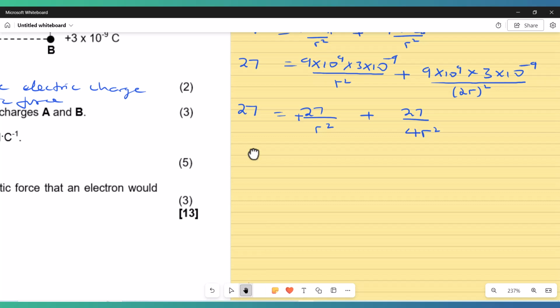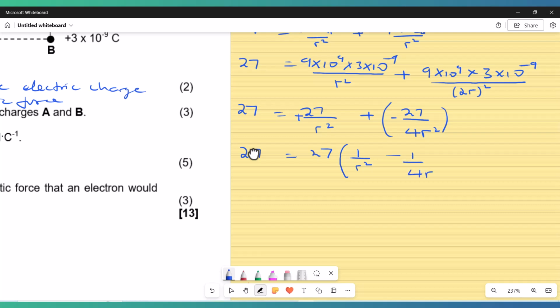I'm going to put a minus here. So it's a minus here. All right, we continue now. We can go ahead. Now the common factor here is 27. So I can say that 27 equals 27, open brackets, left with 1 over r squared, then minus 1 divided by 4, also r squared in this case.